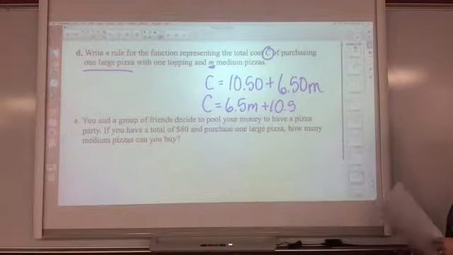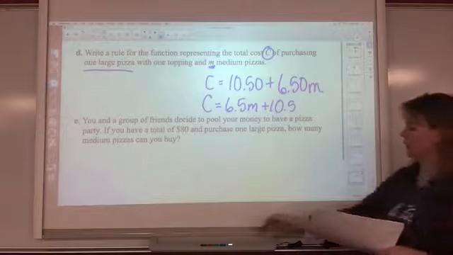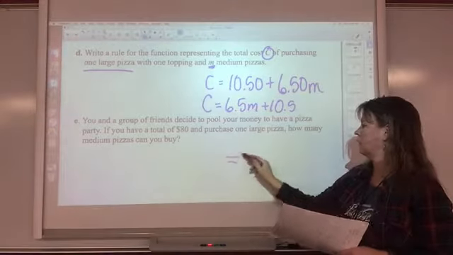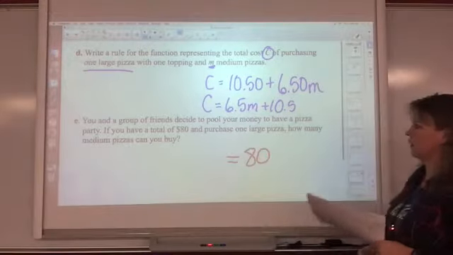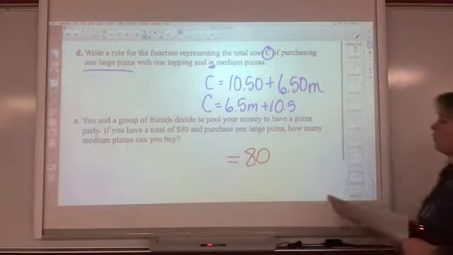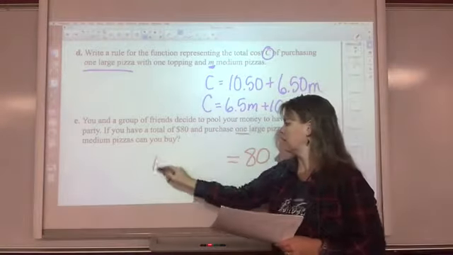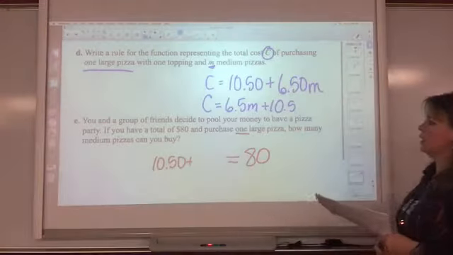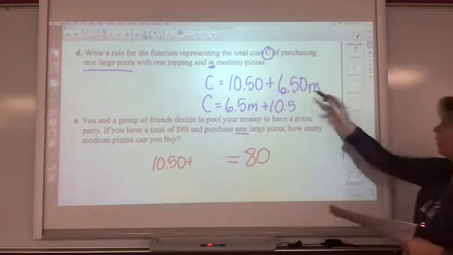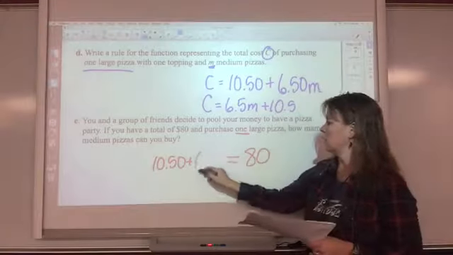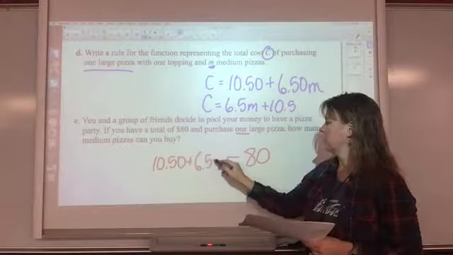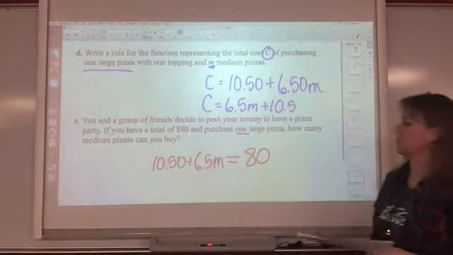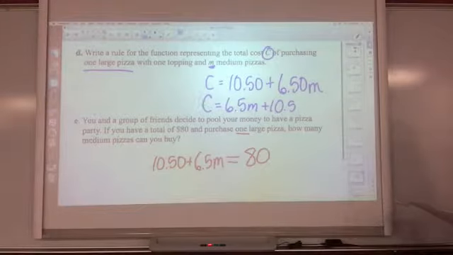More pizza. You and a group of friends decide to pool your money to have a pizza party. You have a total of $80. As soon as you know what you have, write it down. You do purchase 1 large pizza for $10.50 because that's part of the deal. How many medium pizzas can you buy? Well, we have our equation up here. 6.5m. We can spend up to $80 worth.